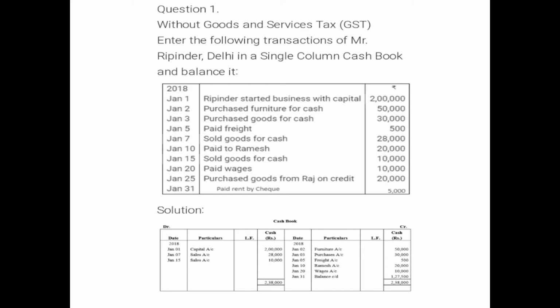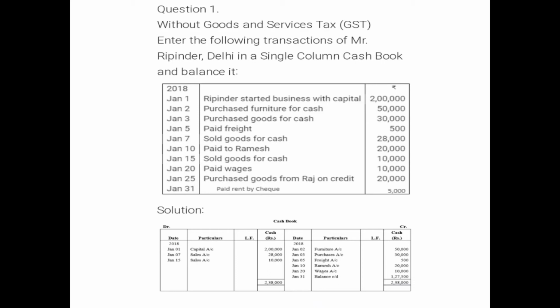2nd January, purchase furniture for cash rupees 50,000. Since it's an expense, it will be recorded in the credit side, furniture account 50,000. January 3, purchase goods for cash. Again, it's a payment, so it will be recorded on the credit side itself with purchases account 30,000. January 5, paid freight. Again, it is an expense, so it will be recorded in the credit side with the freight account rupees 500.